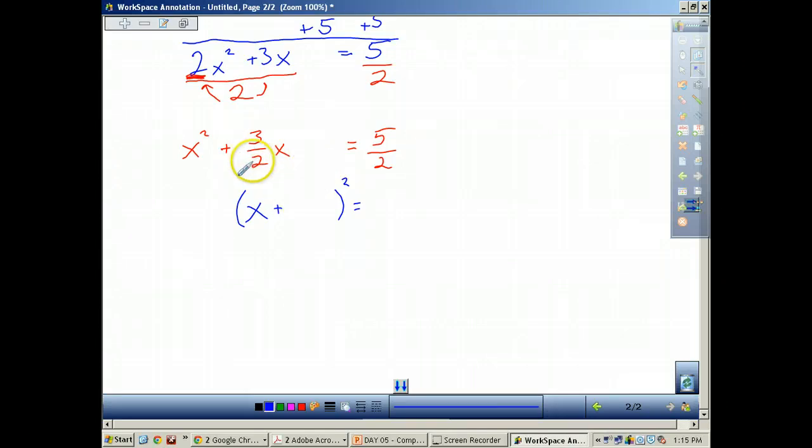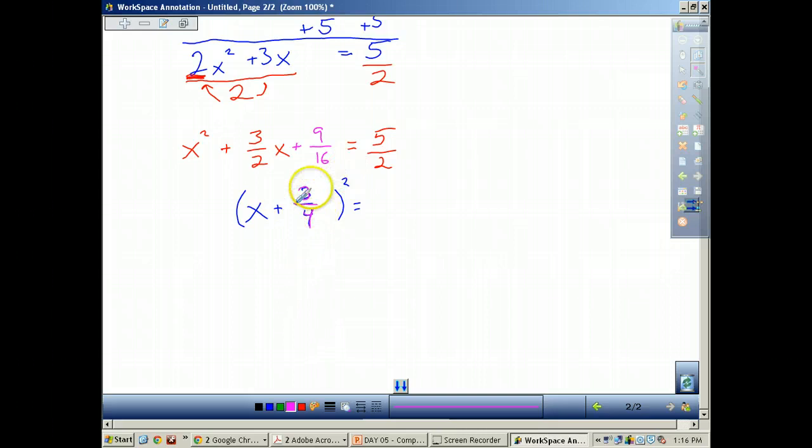All right, half of 3 over 2 is 3 over 4. 3 over 4 squared equals 9/16. Square of the top, square of the bottom. Same thing on both sides.